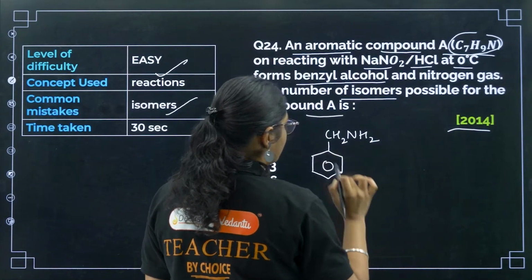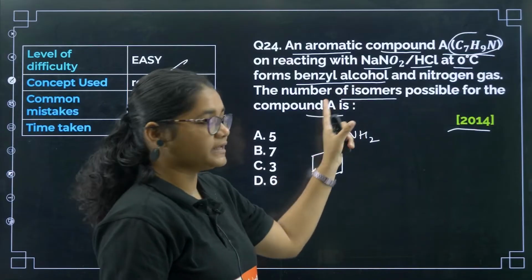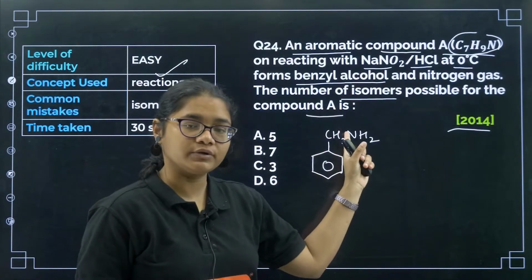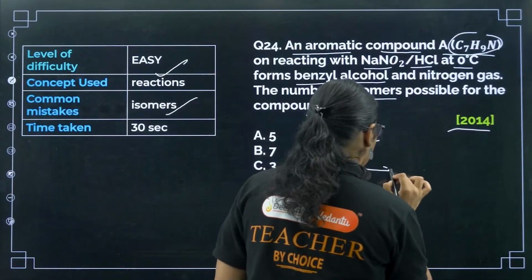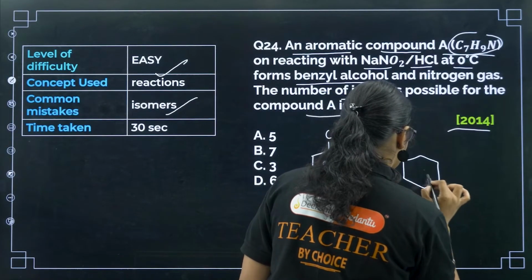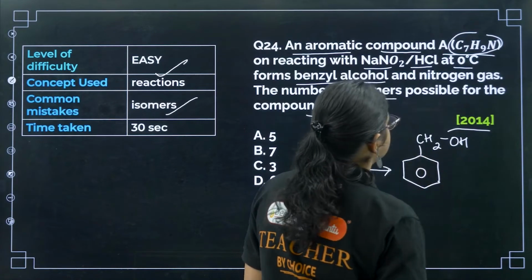So first of all, you can then easily think that this must be CH2NH2. We can draw like this. Why am I telling this? Because on NaNO2 HCl it is giving you benzyl alcohol. If you directly put NH2 here, then it will give you benzene diazonium chloride, right? But we are getting an alcohol group, so that means this has to be CH2OH, right?